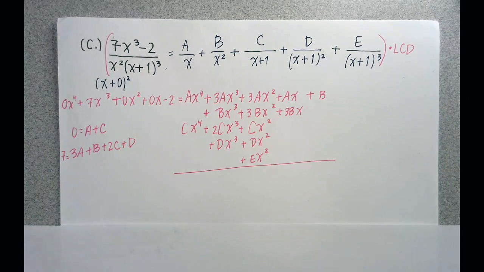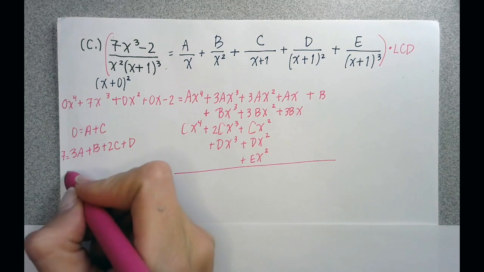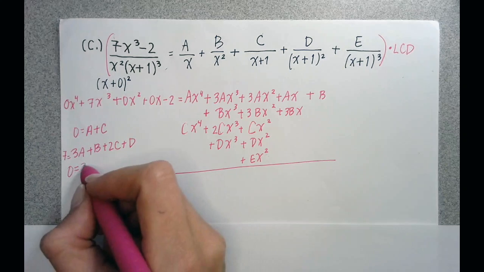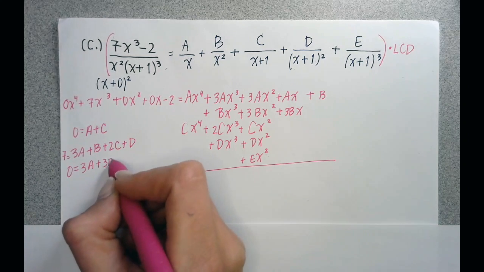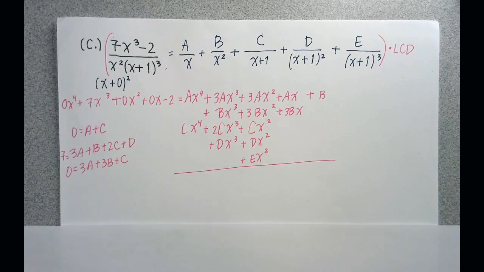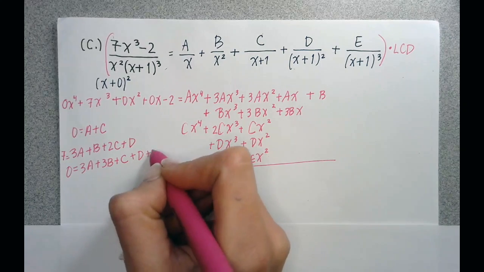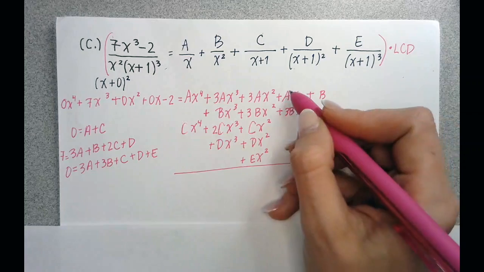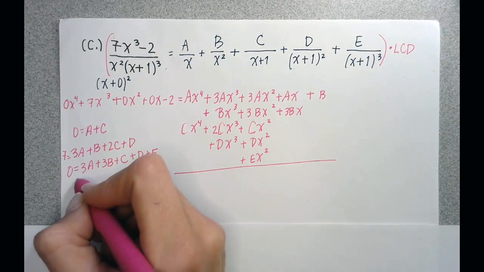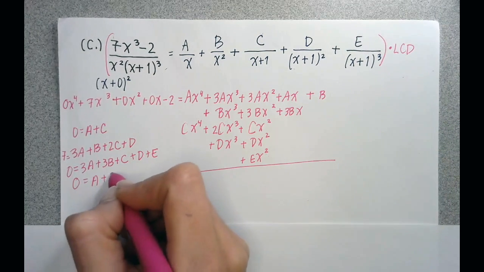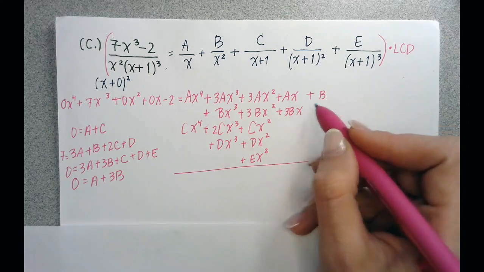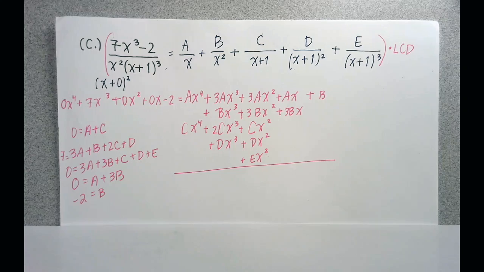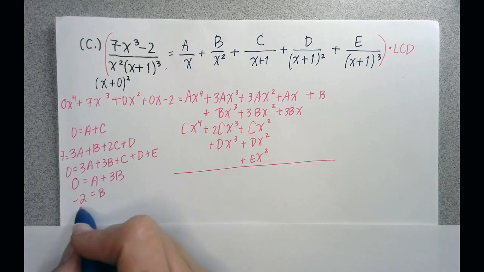Next, my quadratic. So 0 equals 3a plus 3b plus c. 3a plus 3b plus c plus d plus e. Okay, these are my linear equations right there. A plus 3b is 0. So 0 equals a plus 3b. And here, b is equal to negative 2. So negative 2 is equal to b. Alright, that means I already know the value of b.